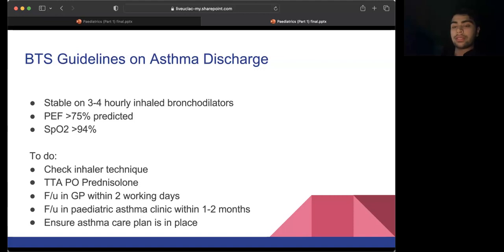So they need to check the inhaler technique, send them home on prednisolone for 3 to 5 days, give a follow-up with the GP within 2 days, and a specialist pediatric asthma clinic within 1 to 2 months. And every child with asthma will have a personalized asthma action plan. Yeah, those are the key things to remember for that.